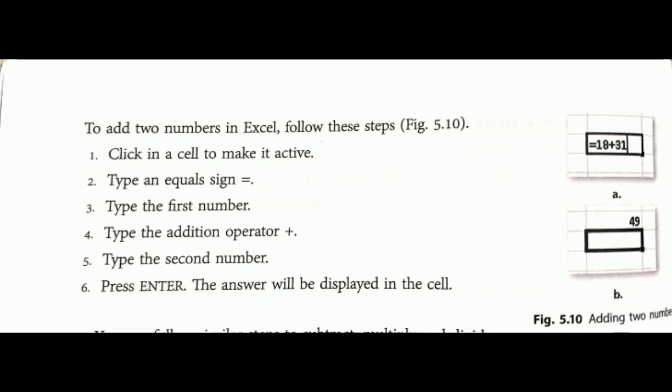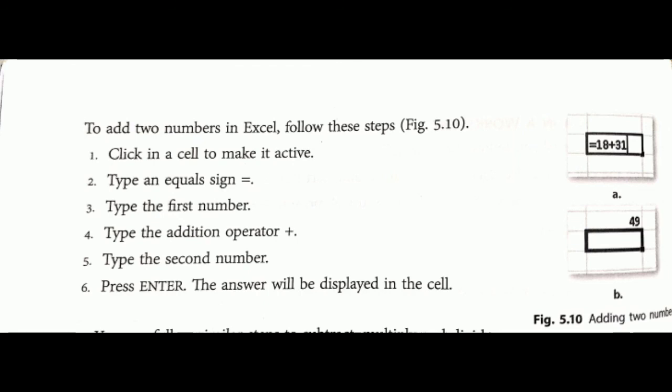Then third step is you have to type the first number. See in the picture, figure 5.10a, first you have typed an equal sign, then you have typed the first number 18. Then fourth step is you have to type the addition operator, that is plus. And fifth step is type the second number. The second number is 31. So the formula is equal to 18 plus 31. And look at the output in figure 5.10b. The output is 49.